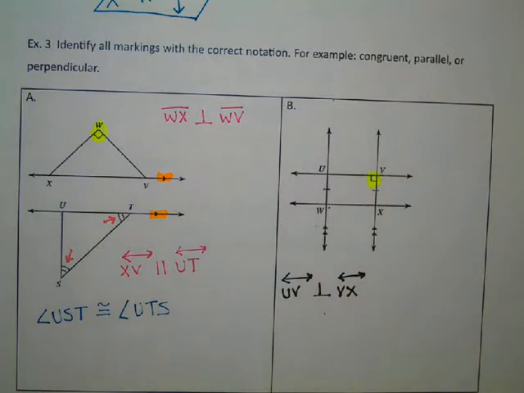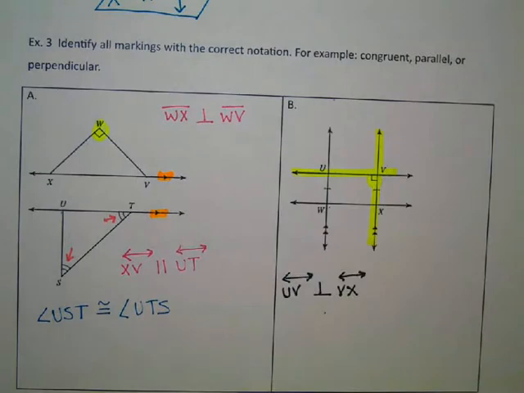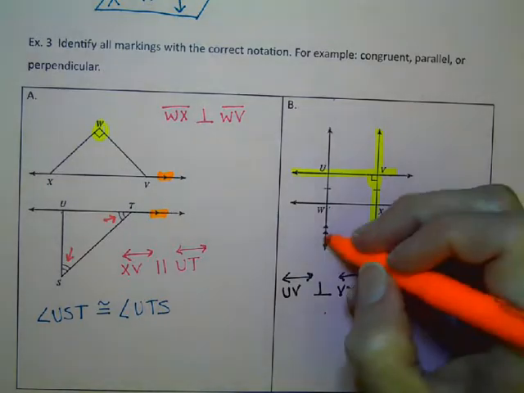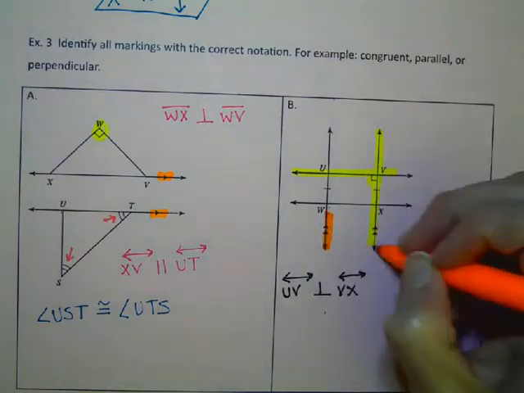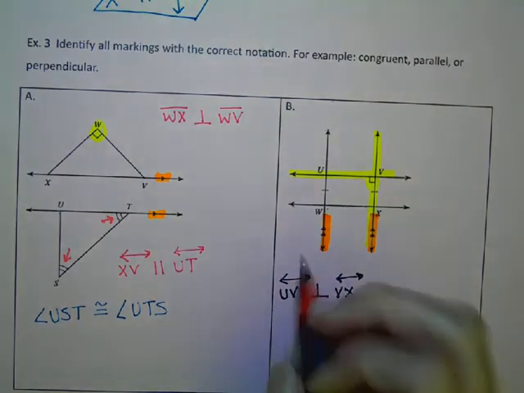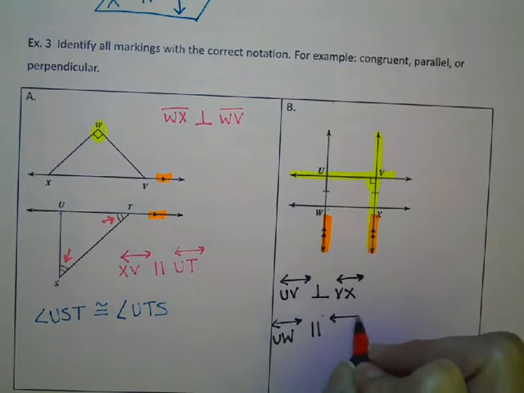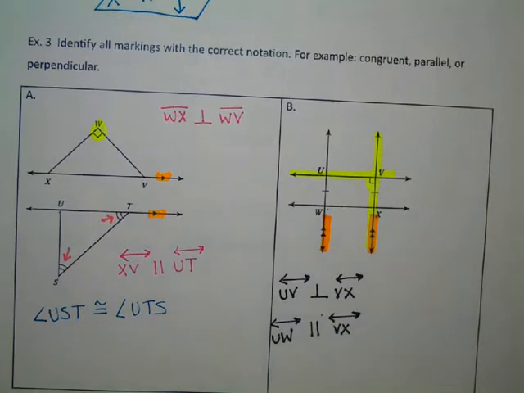This line and this line are considered perpendicular. Okay. I also noticed in here we have these little arrows. So this and this are considered parallel. So I will say line, use 2 letters now, like UW is parallel to BX. Alright?